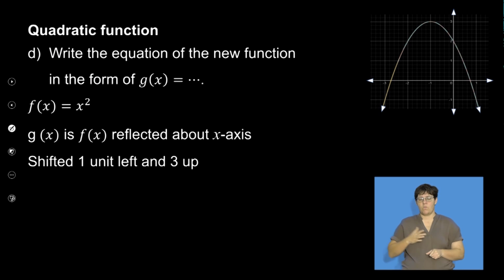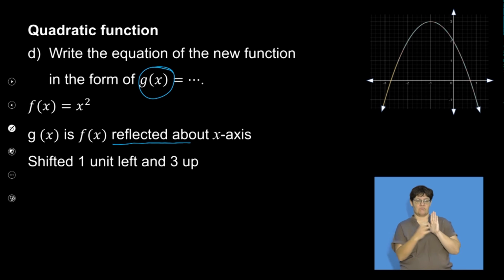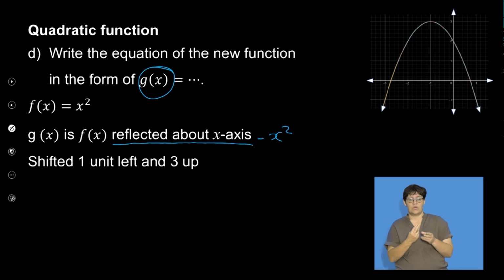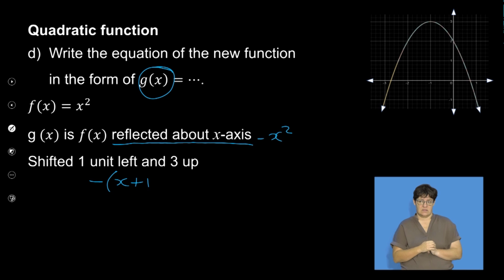Now, they will also want us to write the equation of the new function. To do that, you need to look at how we formed g of x. We formed g of x by reflecting the graph of f about the x-axis, which made it negative x squared. And then from there we shifted it 1 unit left, and shifting it 1 unit left will make it negative (x plus 1) all squared.